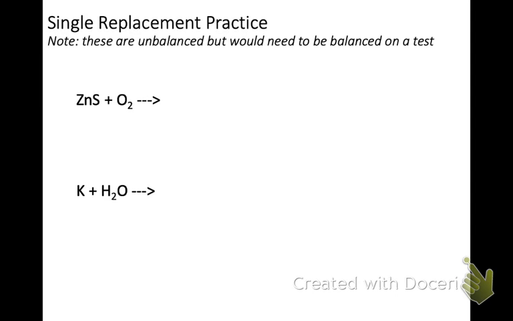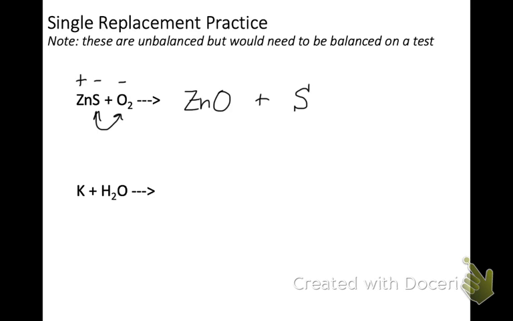When trying to predict the products of a single replacement reaction, the first thing you need to do is identify your positive and negative ions. We know that zinc is positive and sulfur is negative, and we also know that oxygen has a negative charge. In this case, the two negative ions are going to trade places with each other. Zinc will pair up with oxygen, and sulfur will become the single atom.